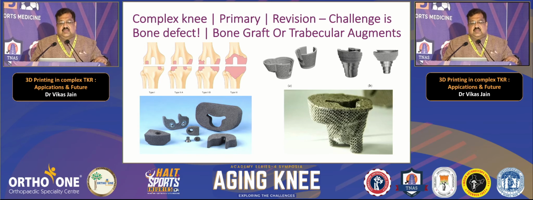This is another challenge in a complex knee, even in case of a complex primary or a revision: bone defects. So friends, if you can study the bone defects, and make out that this is a type of defect which, if I'm not able to cover by biological methods of bone grafting, can we make something out of titanium, which can be used as an augment, and these augments are customized augments.